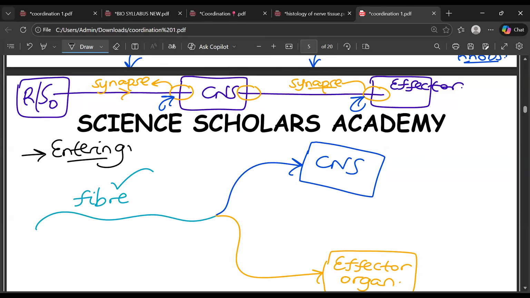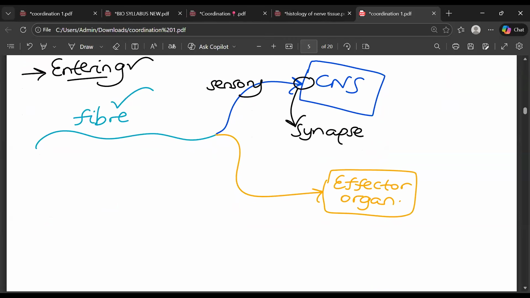It's all about entering. So this fiber, if it is sensory, then we expect it to enter the CNS. So as it is entering the CNS, that part is what they call a what? A synapse. Then if the fiber is entering what we call an effector organ, that means that fiber is what? Motor. And at this point where it is entering, we expect the what? Synapse. So that's another technical term.